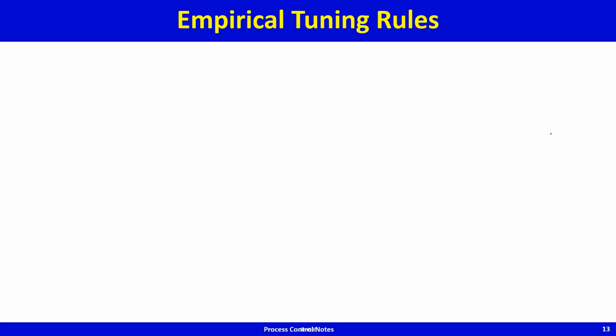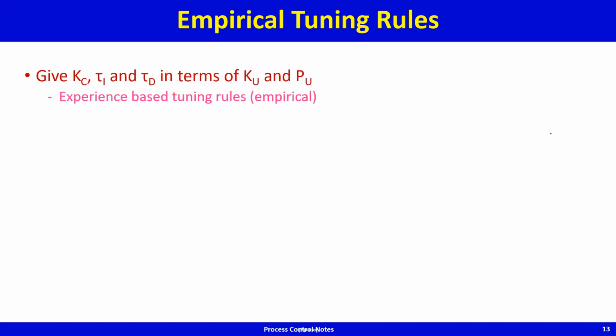Okay, so these empirical tuning rules are rules that give us, I would call it a rule because they may or may not work, it depends on the system, but they are usually a good starting point for tuning your system. So they give us Kc, tau I, tau d that are a good starting place, and these Kc, tau I and tau d are given in terms of Ku and Pu. Kc is given in terms of Ku, and tau I and tau d are given in terms of Pu. Pu is the ultimate period, and these are experience based tuning rules. That's why they're called empirical.